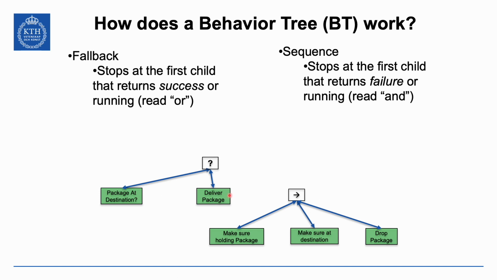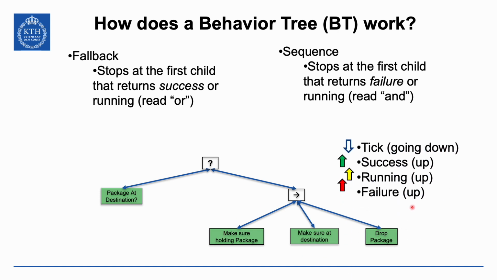So in this case, we're actually going to remove this guy. As you noted, delivering the package is actually what these three items in sequence do. So we can remove that and add this that does the same thing in a bit more detail. And just to illustrate the execution of a behavior tree, we have the ticks coming down and the success, running, and failure return status going up.